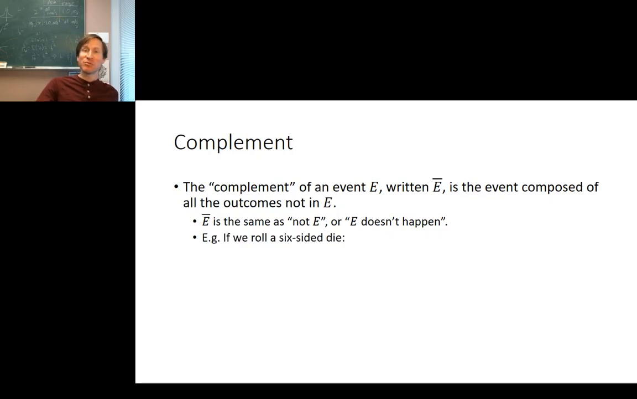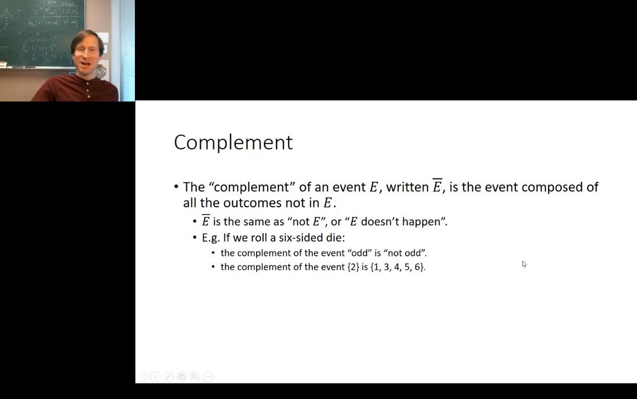So for example, if we rolled a 6-sided die, then the complement of the event odd is not odd, because all the odd outcomes are 1, 3, and 5, and the complement of that is the other outcomes, that's 2, 4, and 6, and that's not odd, which is the same as even, of course. And another example, the complement of the event 2 is all of the outcomes that aren't 2's, and that's 1, 3, 4, 5, or 6.